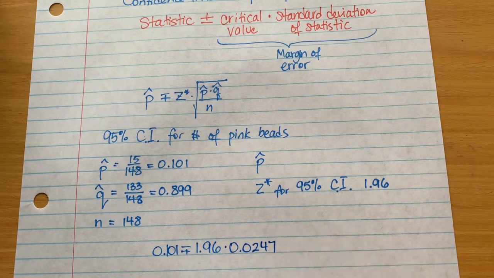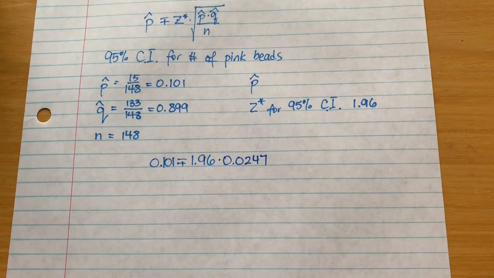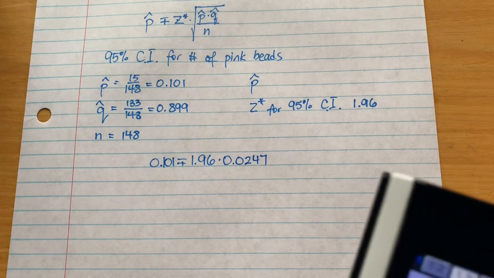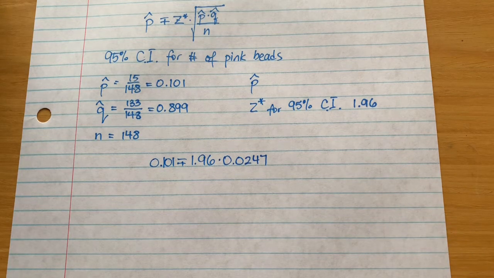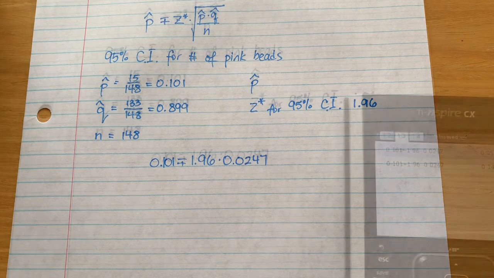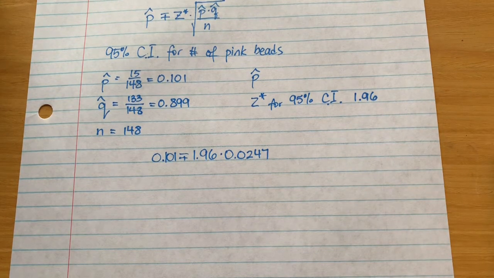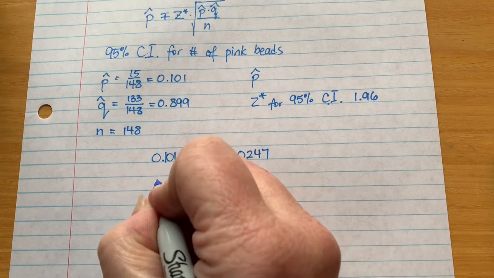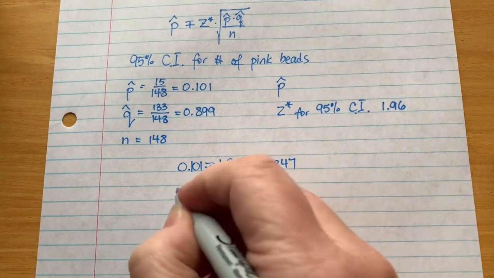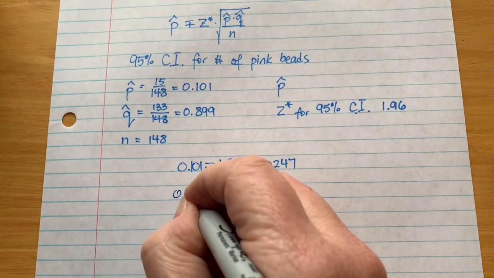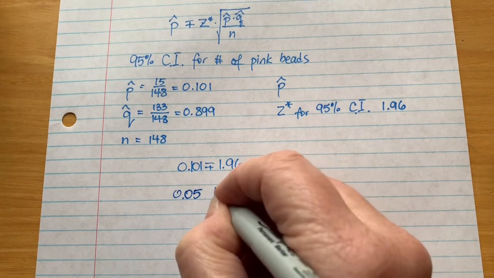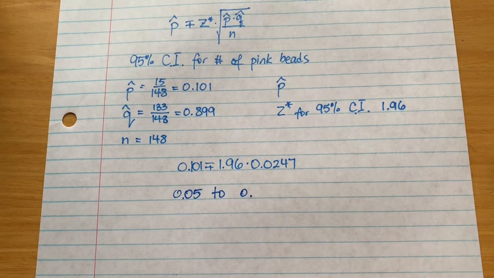Okay, so one time we're adding it, and one time we're subtracting it. And these are going to be the boundaries for our confidence interval. Okay, so going ahead and grabbing our calculator, one time we're subtracting the margin of error, one time we're adding the margin of error, we're ending up with the interval for the proportion of being somewhere between 0.05 to 0.149. I'm going to round that to 15%.